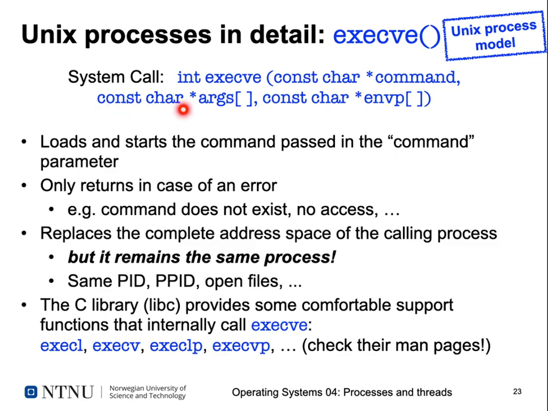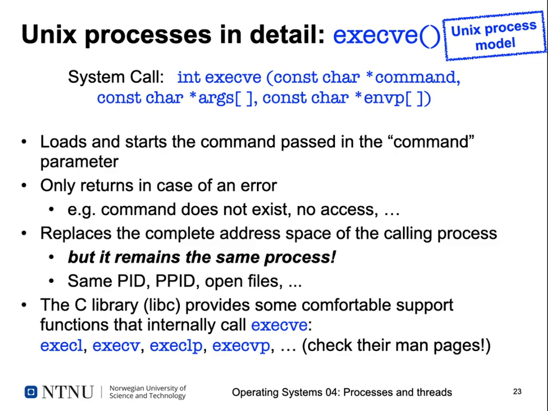There are additional parameters, so you can pass an array of arguments and an array of environment variables to the executed programs. We are not going into details about this. So execve loads and starts the command we pass in the command parameter, and execve usually does not return because it exchanges the complete address space of the process that called execve by the contents of this new program which we just want to execute.